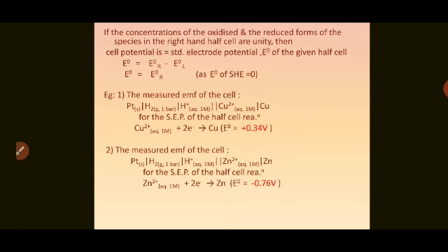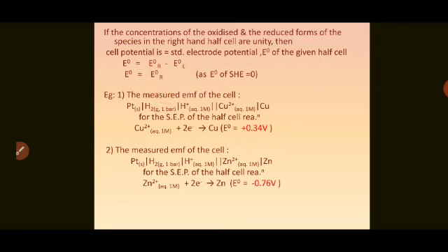So E naught of the given half cell can be calculated as E naught equals E naught R minus E naught L. The same formula is used. Now here E naught L is nothing but SHE, that is the standard hydrogen electrode, for which the value is 0. Hence E naught of the cell is equal to E naught of R, that is the cathode electrode.